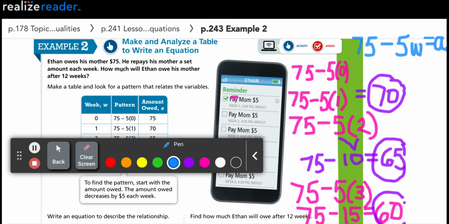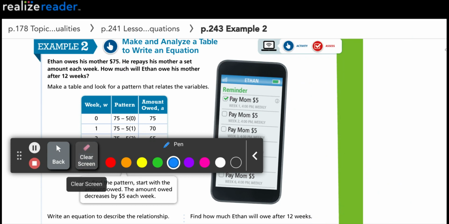This is a tricky equation to write. I wouldn't expect you to be able to do this by yourself the first time we're seeing a question like this. But we wrote that equation together. We have 75 minus 5W equals A. I'm going to clear my screen. Let's write that equation again. 75 minus 5W equals A, the amount owed.